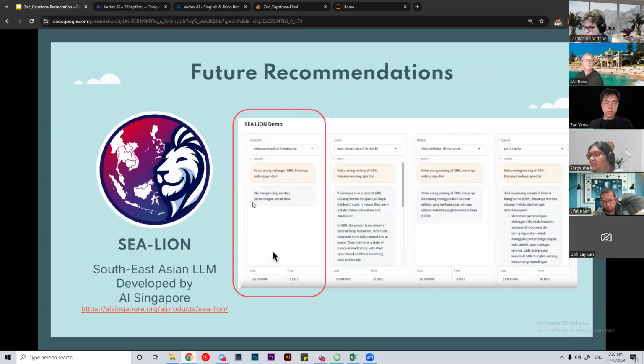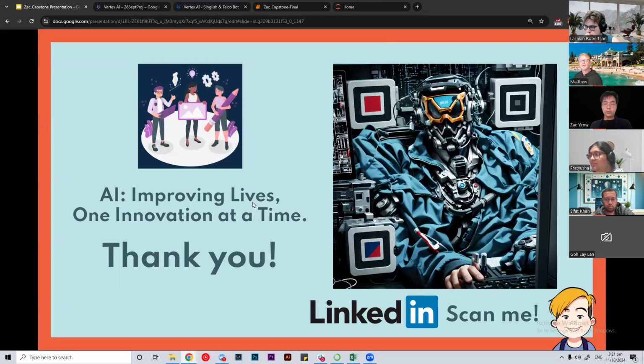Right. Future recommendations. There's this thing called Sea Lion. It's developed by AI Singapore. It can actually understand Southeast Asian languages, so English, Tamil, Chinese, Malay. I think it can work pretty well. I never really delved into it or used it in my model training. It's something that could be explored in the future, right? Especially in the context of Singapore. Right. Thank you. That will be all for my slides.